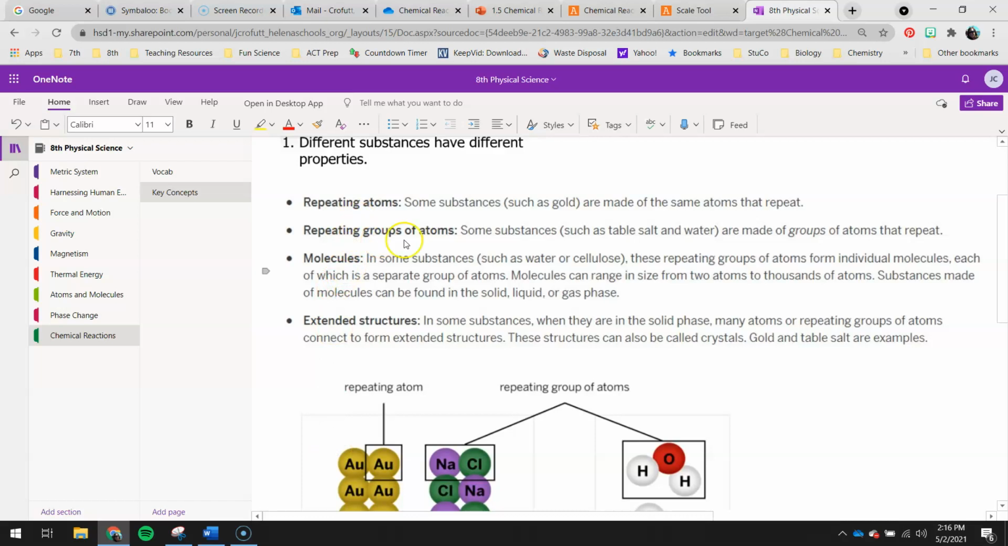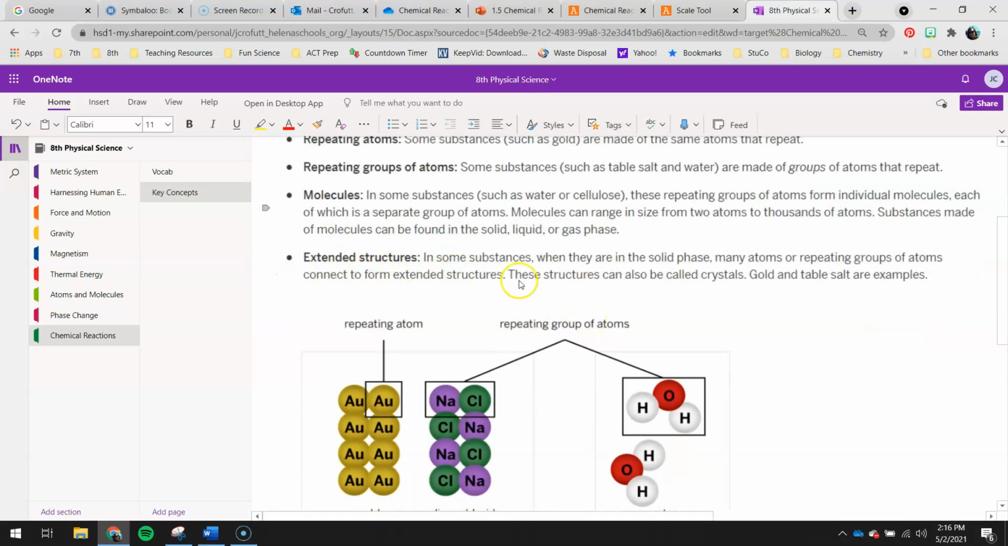Okay, repeating groups of atoms, substances such as table salt and water, are made of groups of atoms that repeat. So we're basically looking at molecules there. In substances such as water or cellulose, these repeating groups of atoms form individual molecules, each of which is a separate group of atoms. So this is a separate molecule from the rest, whereas salt, for instance, kind of makes one big conglomerate. Okay, molecules can range in size from 2 atoms to thousands of atoms. Substances made of molecules can be found in solid, liquid, or gas phase.